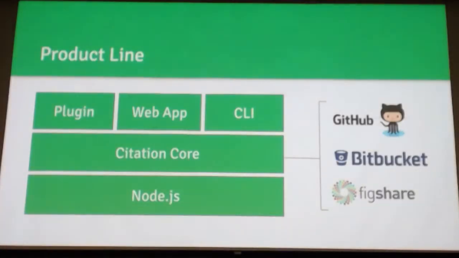So we have our product line here. The product line includes the plugin, the web app, and the command line interface. Those are all built on top of the citation core. So this is a common framework that is responsible for determining what code source the URL belongs to, going out to that code source again, fetching that data, and then formatting that citation string and giving it back to the individual product, and then the product determines how to display that. So it's a shared code base across all of our products.